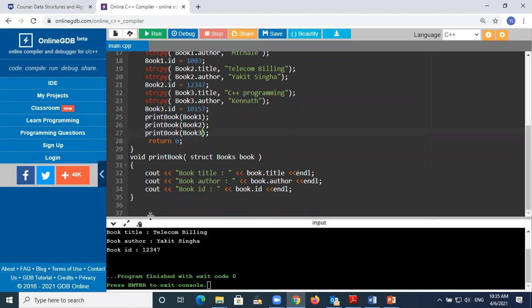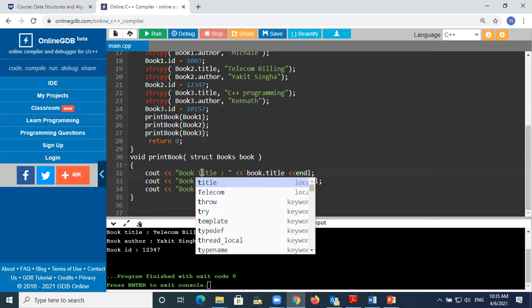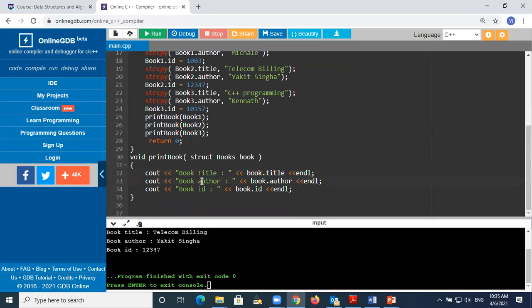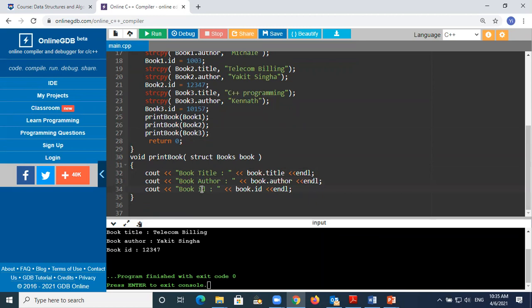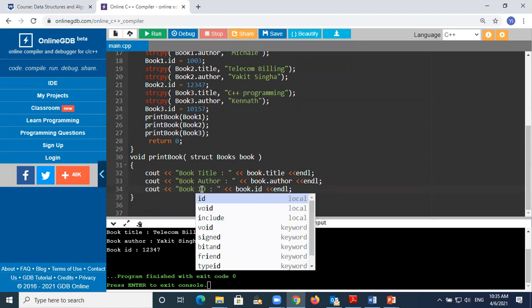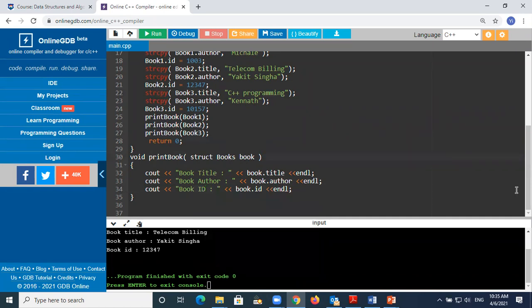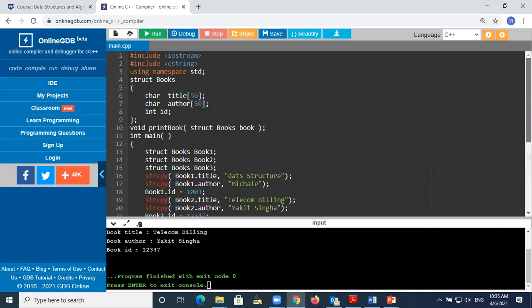If I am going to change the output for this book title, I want to make it bigger. Just type T. And then here author, A. And here ID, I want to make the big ID. So T is going to be big, A is going to be bigger, and ID is going to be like this. So now what I changed is that I added the 3 books, and the output will be the 3 books now.